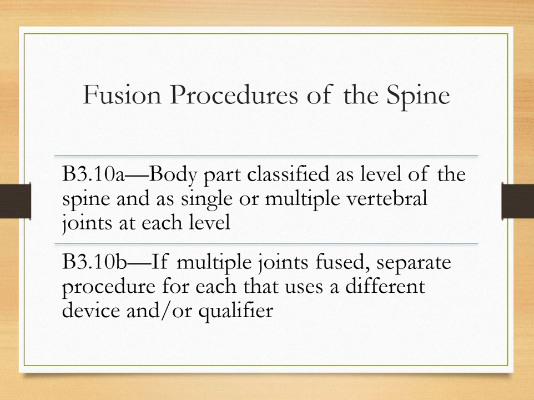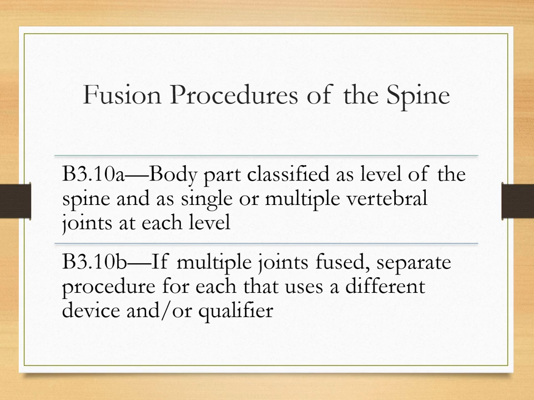All right, next up, we have guidelines for fusion procedures of the spine. We got 3 different guidelines here. So first, B3.10a, the body part coded for a spinal vertebral joint or joints that are rendered immobile by a spinal fusion procedure is going to be classified by the level of the spine. Go back to your anatomy if you forgot what we mean by level of the spine.